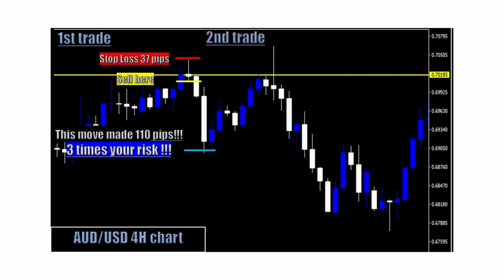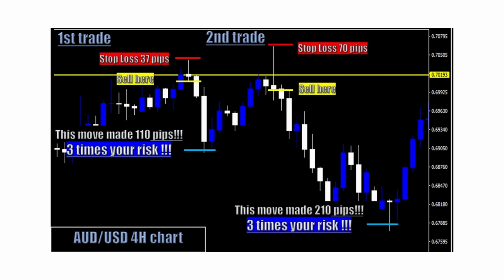Then price came back and gave us a second trade. In this trade, it created a very beautiful large pin bar. If we take the end of this pin bar as our entry point and a stop loss of 70 pips, we could see that price has made 210 pips already, which means 3 times our risk again.